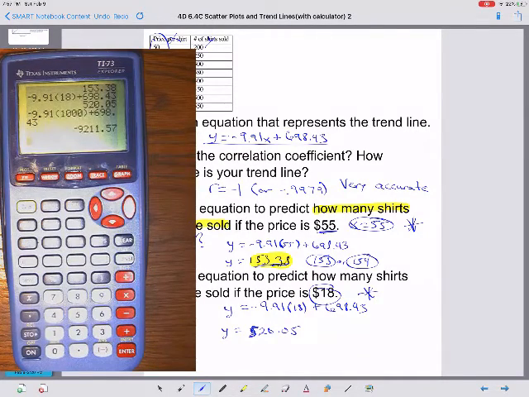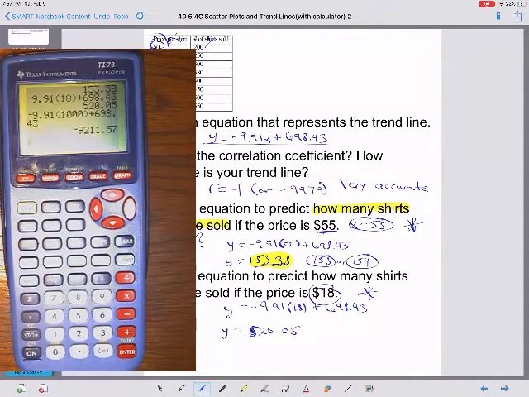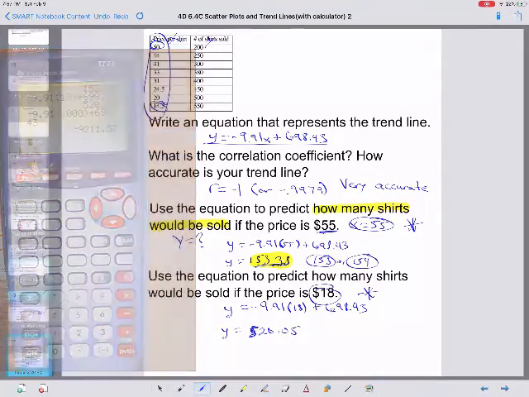So obviously we can't go too far from our domain. Basically anything from 14.5 to 50. We don't want to get too far away from that. Even pricing shirts at $0, obviously we'd probably get rid of a lot, and I don't know if you'd call that selling them though, because we're not actually making money. So remember, trend lines are only as accurate as they make sense, but they're only as accurate as their correlation coefficient makes them as well.